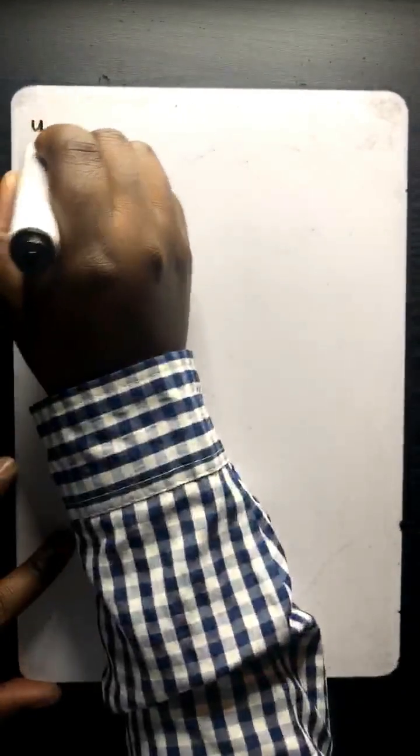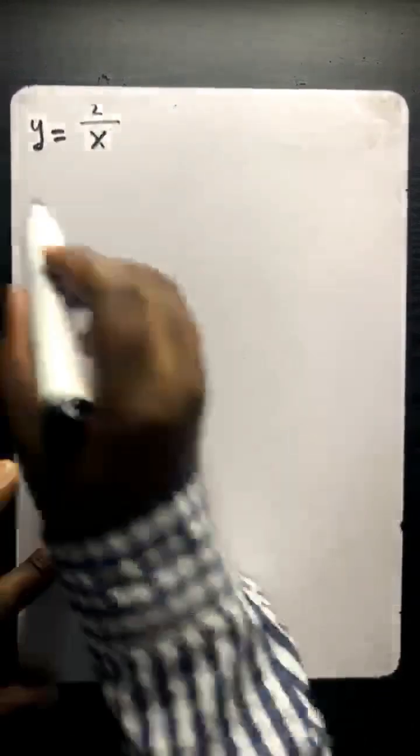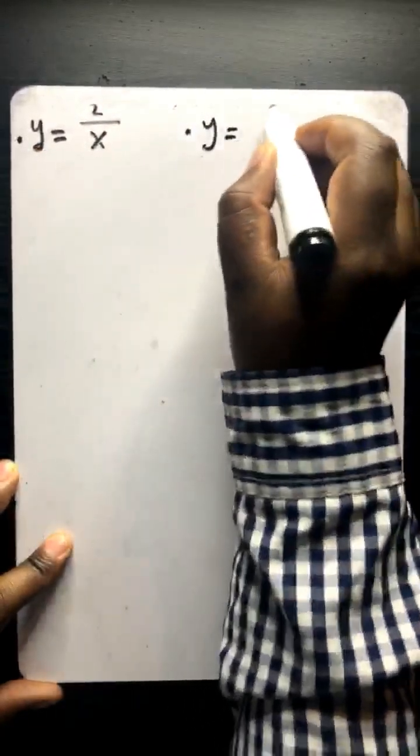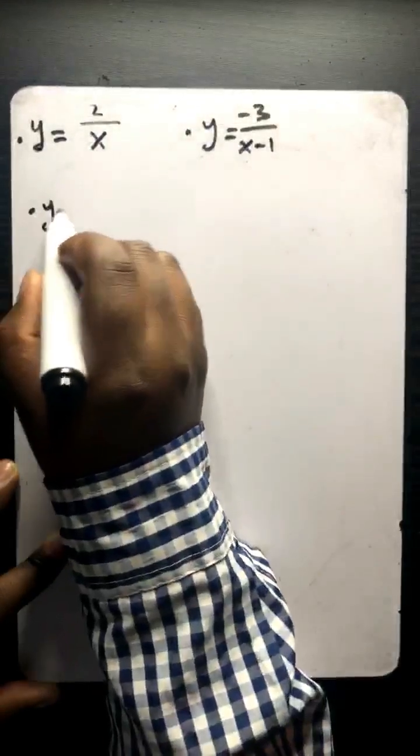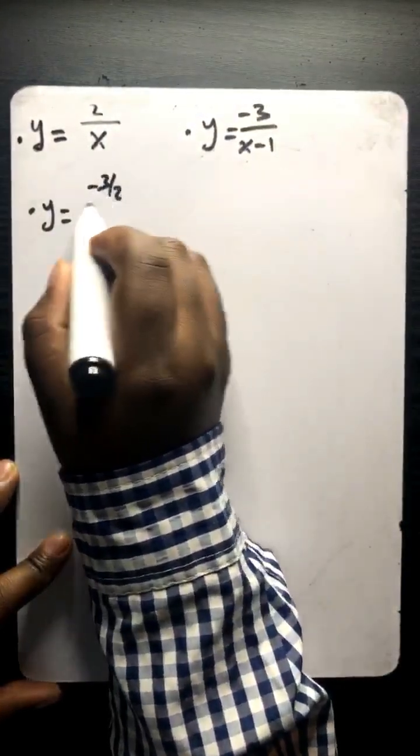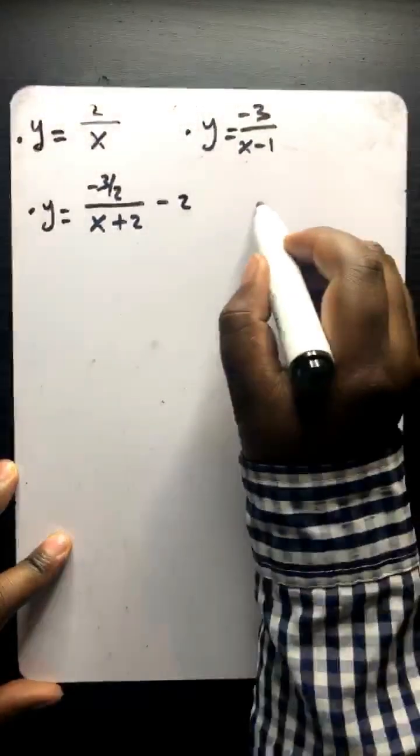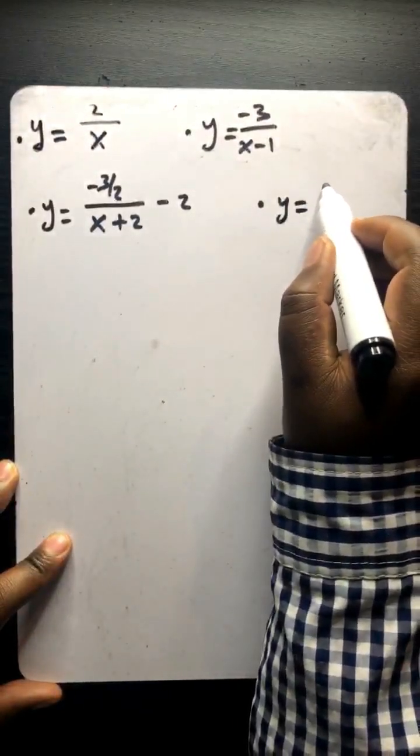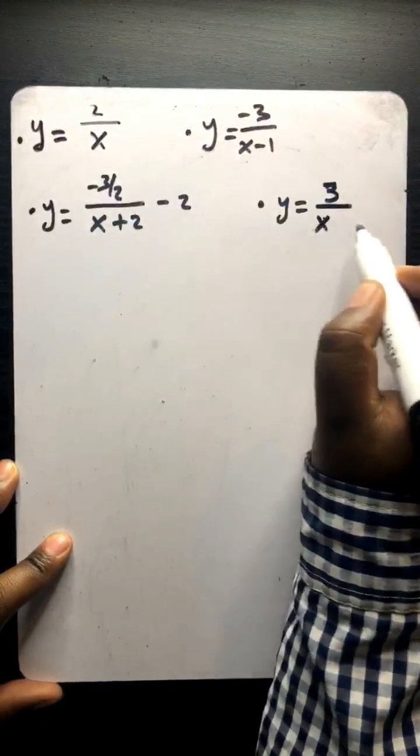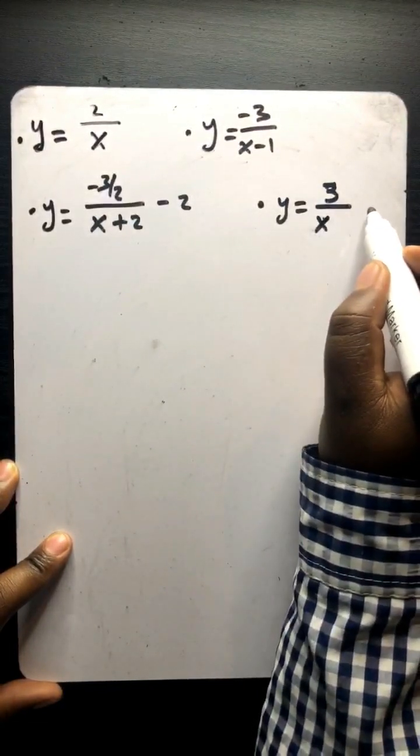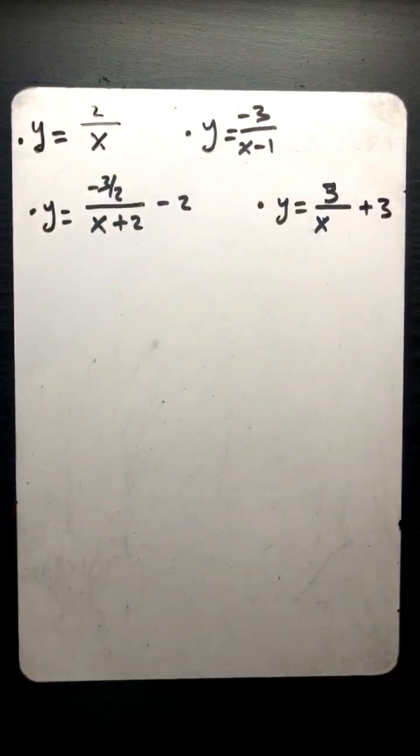Let's say, I think this is going to make it easy. Let's say we have y equals 2 over x, and then let's say we also have y equals negative 3 over x minus 1. Let's say again, we have y equals negative 3 over 2, all of that divided by x plus 2, minus 2. And then maybe the last one, let's say y equals 3 over x plus 3. Let me try to explain the asymptotes on each of those.